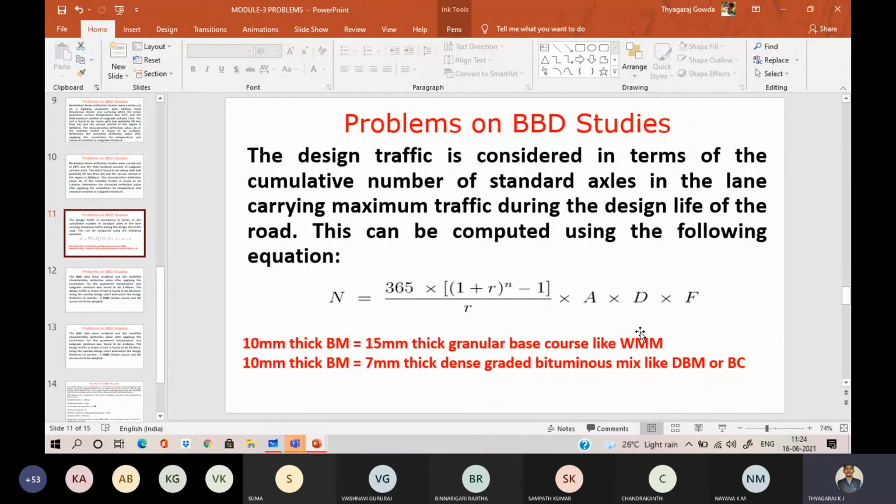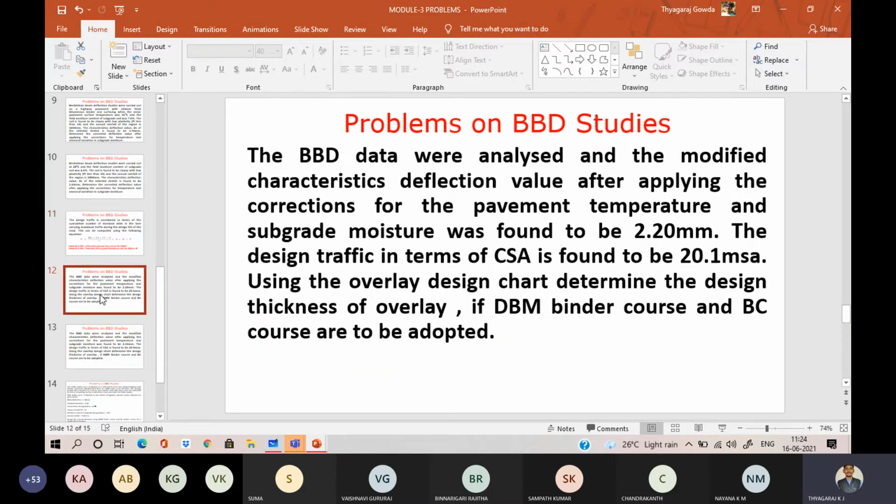We'll go for a problem. We'll write a problem and we'll go for solution. Done, sir. Okay. Note down the first problem.